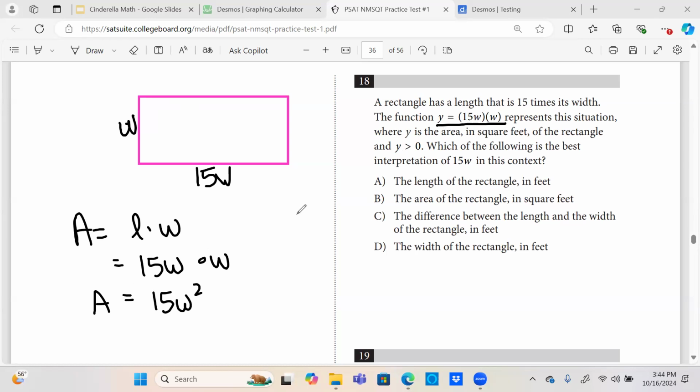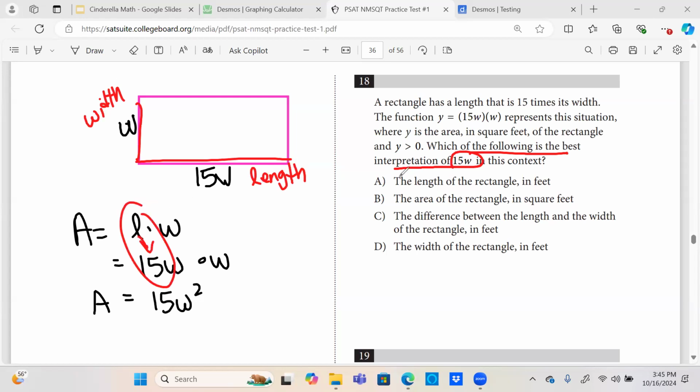Which of the following is the best... oh, I went too far. Sorry. So 15w is the length, right? Which of the following is the best interpretation of 15w? This is the width, and the length is 15 times that. So this is the length. So 15w is the length.